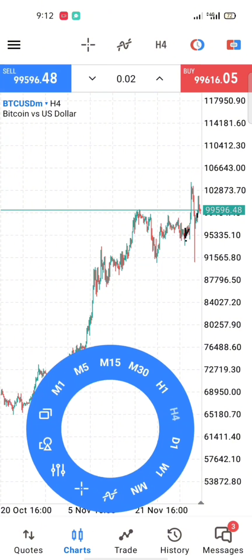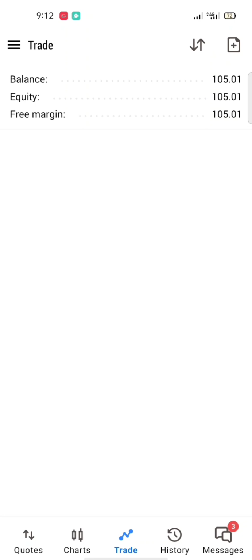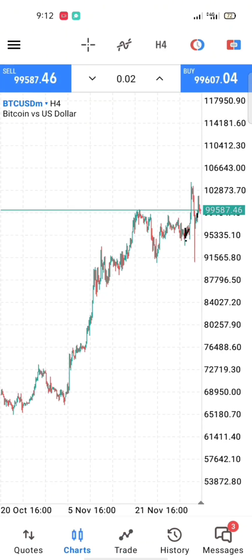So if you go over to the chart, this is the BTC USD chart. I'm currently up at $105. We made profits and more. Let's go here and see what BTC USD has for us. Follow me as we analyze this trade.